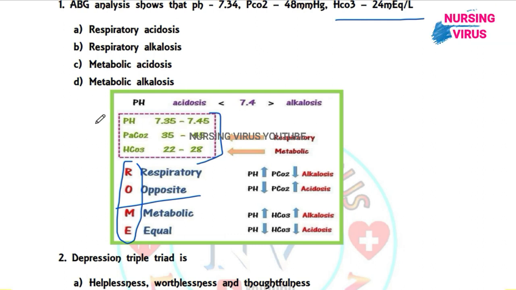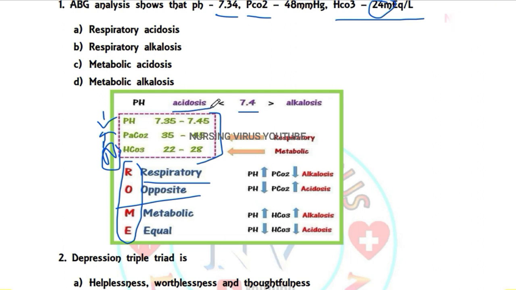So the pH value is low according to the given value, and the PCO2 value is increased, that is 48, and the bicarbonate value is in the normal range. So it is getting opposite, so you can check it. When it is opposite, the person will have a respiratory condition, since PCO2 is a respiratory parameter. The pH value is low, so that is an acidic level. So respiratory acidosis is the correct answer for this question.